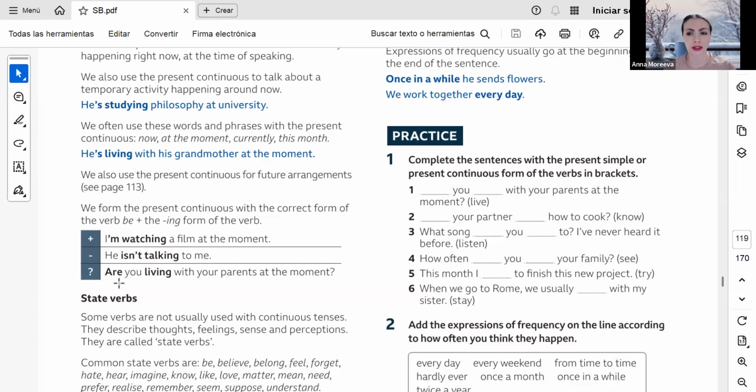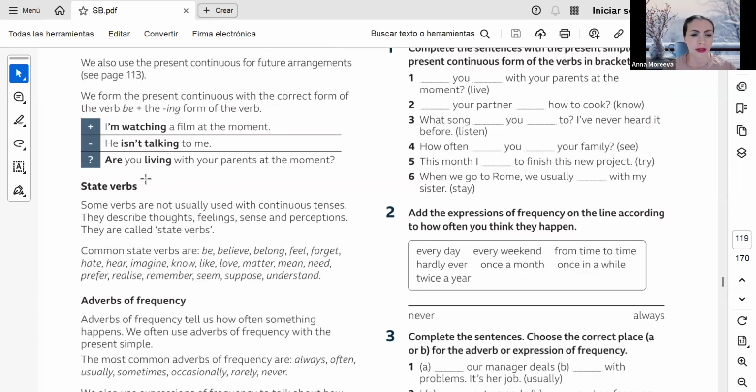If it's a question, we start with the verb to be. Are you watching a film right now? Is he working now? The state verbs. So there are some verbs that we can't use with -ing. We can't say I am believing, I am feeling, I'm forgetting. That is wrong. So all these verbs we use in present simple. That means that we don't change them. Just if it's he or she, we put s at the end.